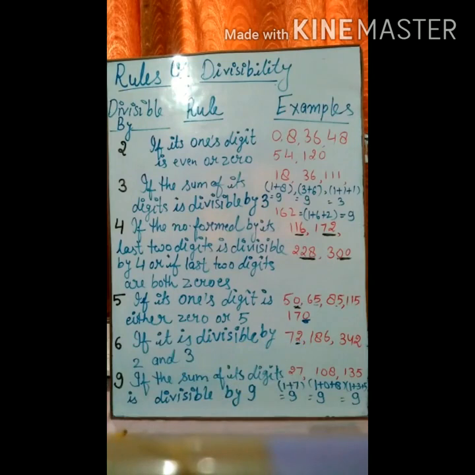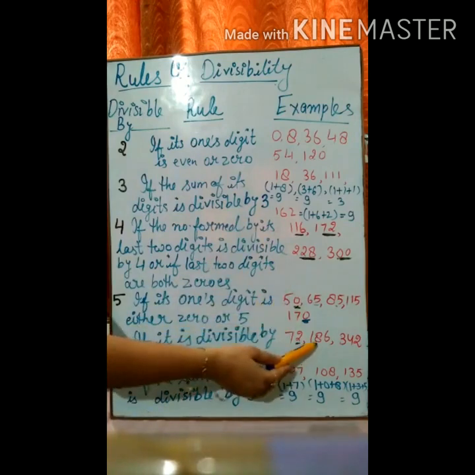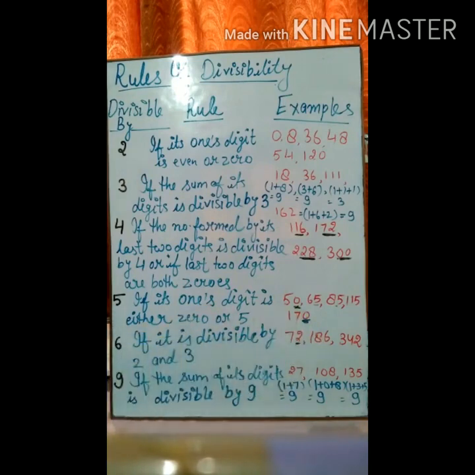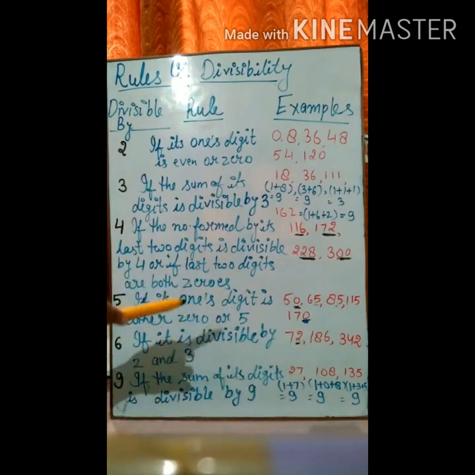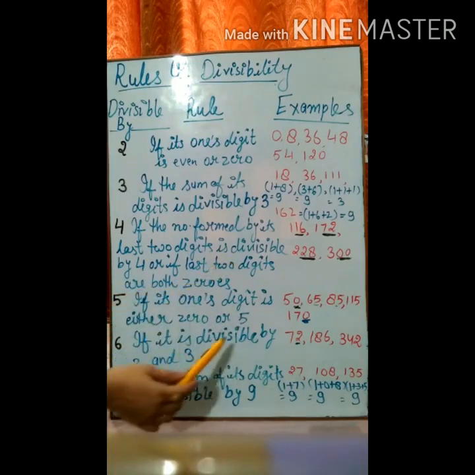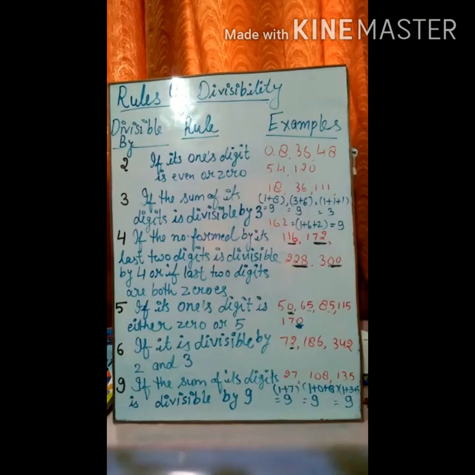Similarly, for this one, the digit at the unit place is even, divisible by 2. Let's add the digits. 1 plus 8, 9, plus 6, 15, and we know that 15 is divisible by 3. So 186 is divisible by both 2 and 3. That's why 186 is also divisible by 6. Next is 9.